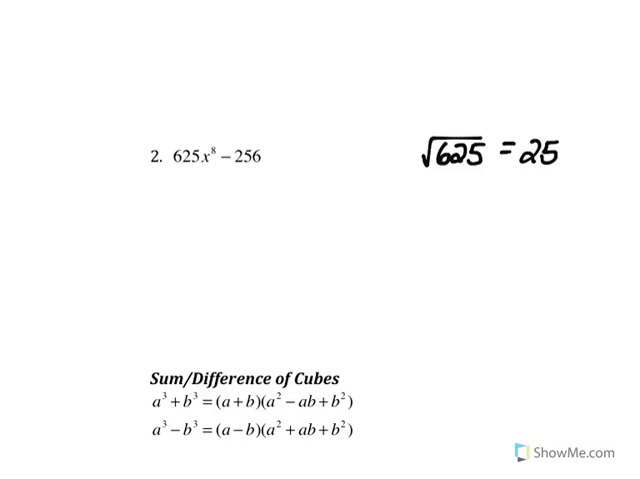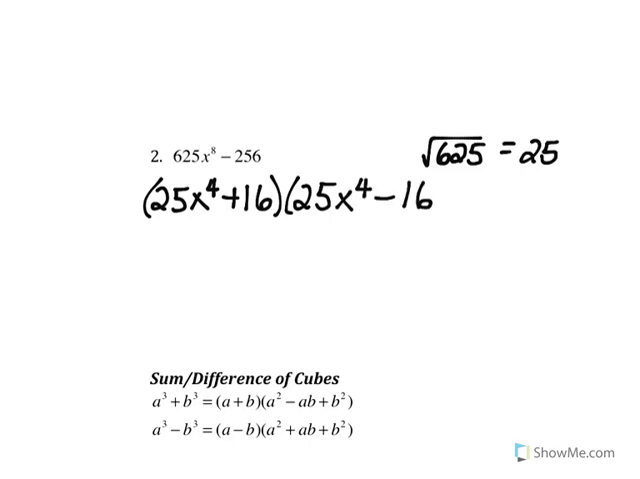So again, this one's going to factor into 25x to the 4th because we're going to square root it, plus 16, and then 25x to the 4th minus 16, because the square root of 256 is 16.